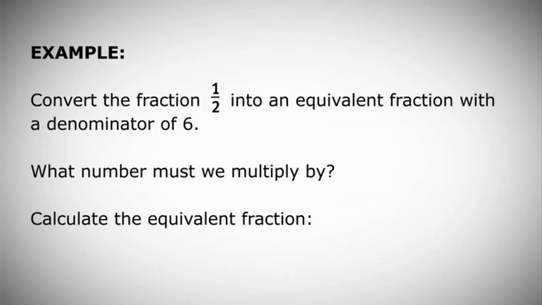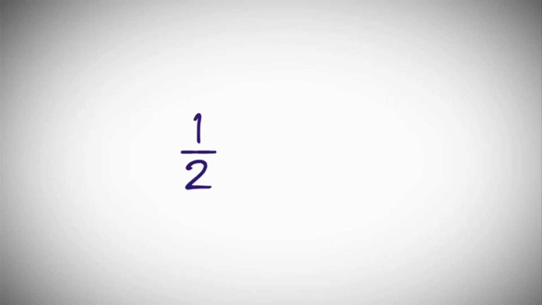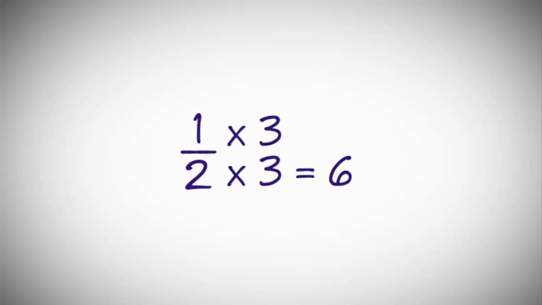Let's take a look at an example that asks us to convert the fraction 1/2 into an equivalent fraction with a denominator of 6. The numerator is going to be the top number of your fraction. The denominator is going to be the bottom number. So if you're trying to convert 1/2 into a fraction with a denominator of 6, you want to ask yourself, what do I need to multiply that bottom number by in order to get a denominator of 6? 2 times 3 is equal to 6. And because we multiply the denominator by 3, we also need to multiply the numerator, or the top number, by 3 as well. So the equivalent fraction would be 3/6.